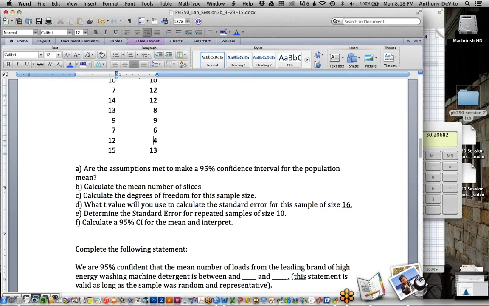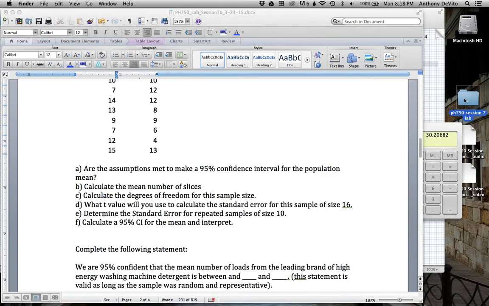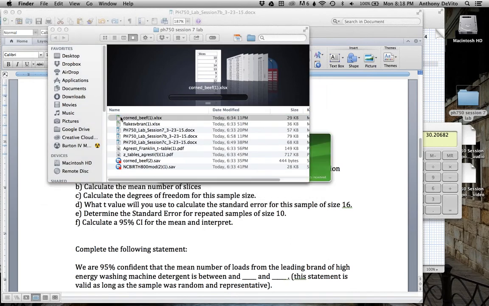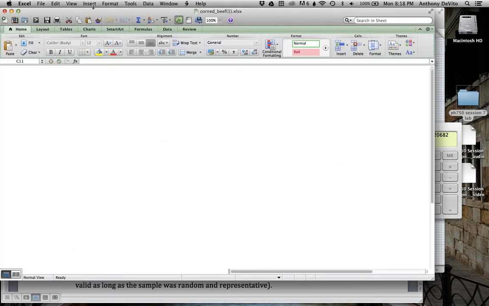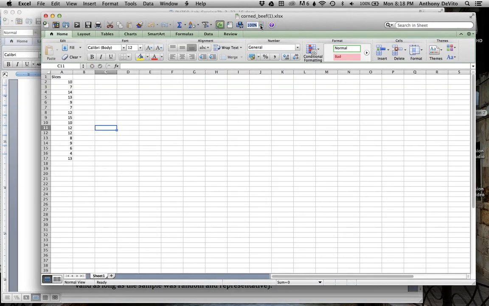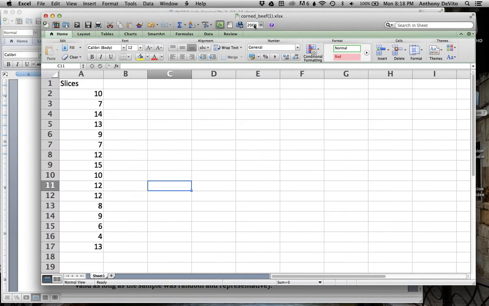Now I think I made an Excel spreadsheet of this. Yes, we have an Excel spreadsheet of this. You don't have to use the Excel spreadsheet. You can just do it with your calculator if you want. Let me blow this up.